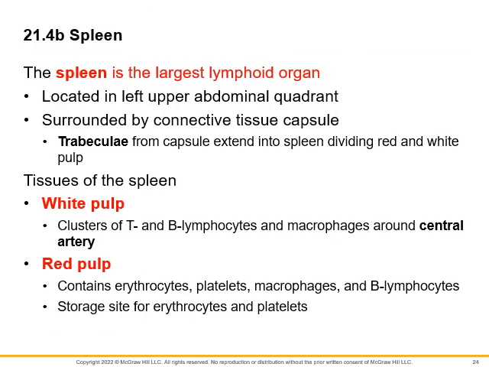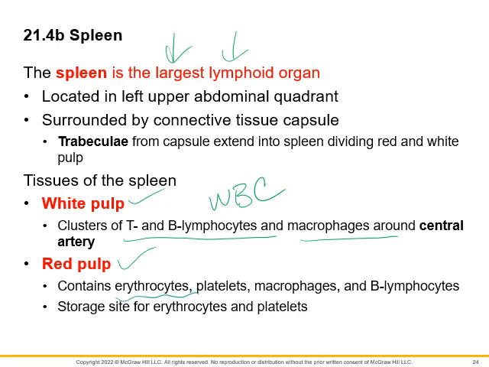Spleen, this is another secondary lymphoid structure, and we can see that it is the largest lymphoid organ. We know where our spleen is located. We haven't talked about white pulp versus red pulp tissues in the spleen yet. So in the white pulp, you're going to have T and B lymphocytes and macrophages. So I basically think white blood cells. In the red pulp, you're going to have erythrocytes, red blood cells. You're going to have platelets. You do still have some macrophages and some B lymphocytes. And this is where we store erythrocytes and platelets.